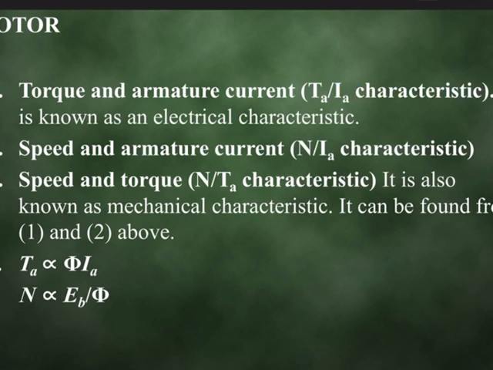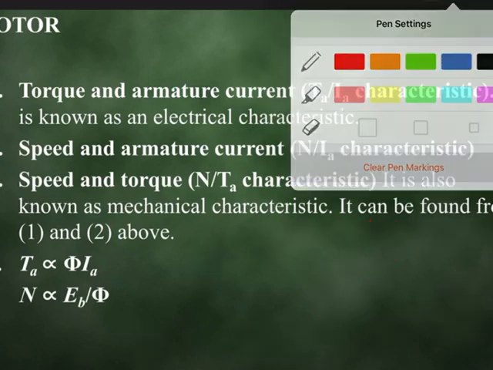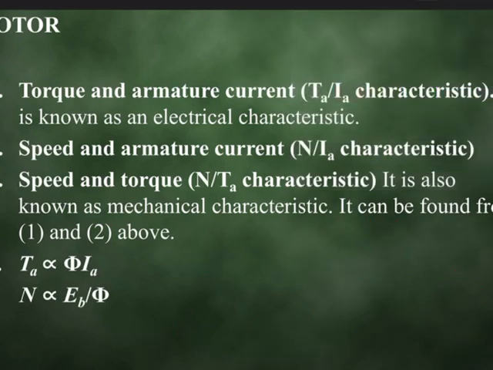Similarly, consider the EMF equation: E is given by phi P N Z by 60A. If we write the equation for N, it is E into 60A divided by phi P Z. 60 is constant, A is constant, P is constant, Z is constant. That's why speed is directly proportional to E and inversely proportional to flux phi. From this we can define the characteristics.